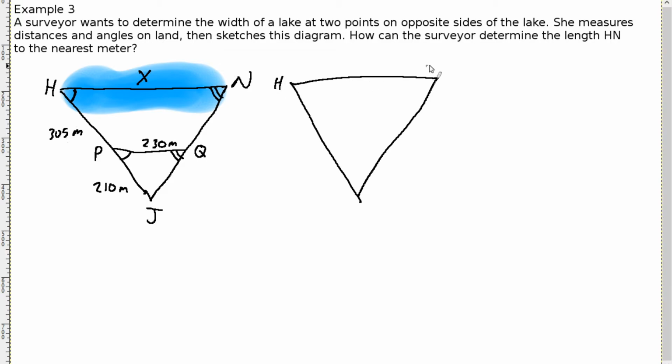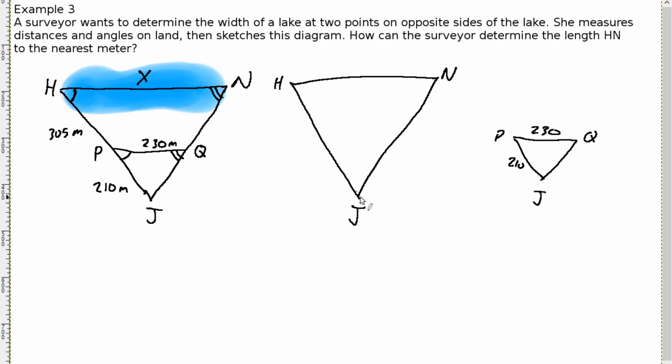So this is our triangle H and J. And then we've got our small triangle as well, a little separate. And this is P, Q, J. So this one, we know the length is 210. We know this one is 230.